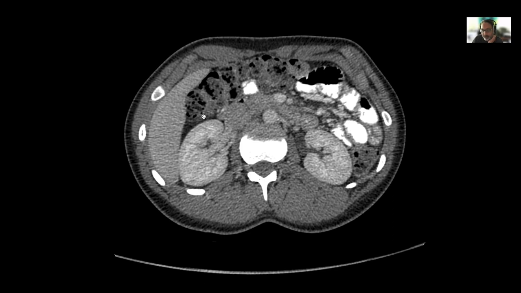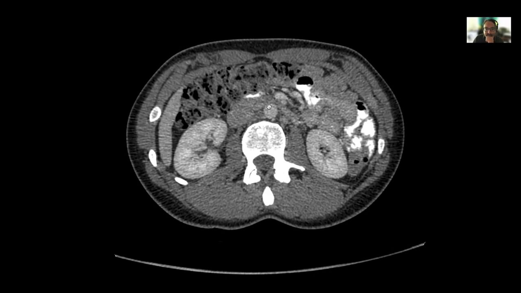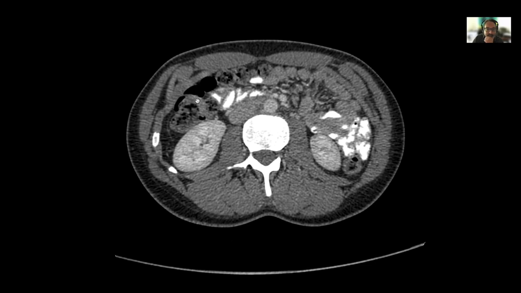This is the hepatic flexure now. This is the transverse colon. And this is the descending colon. Now, if we go further down, this is the ascending colon.